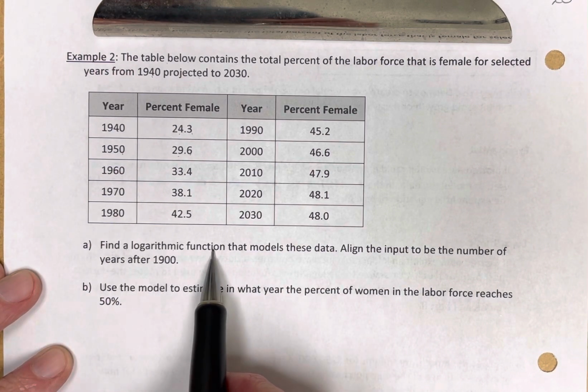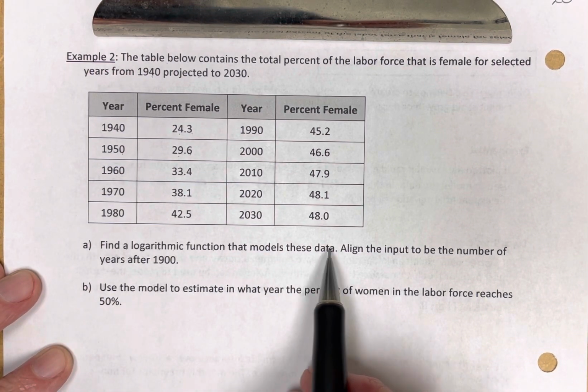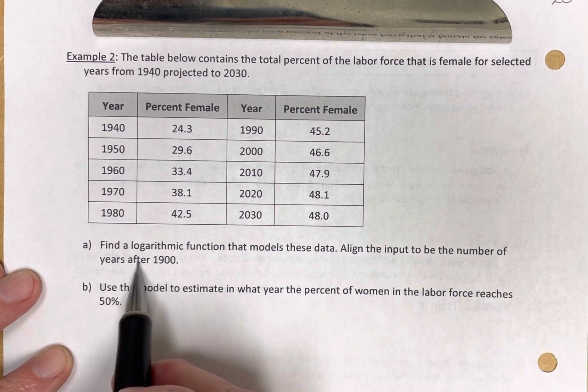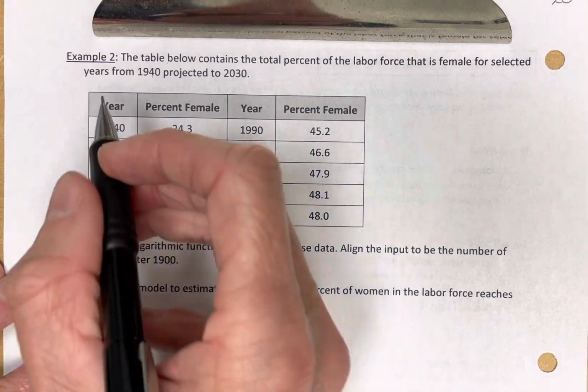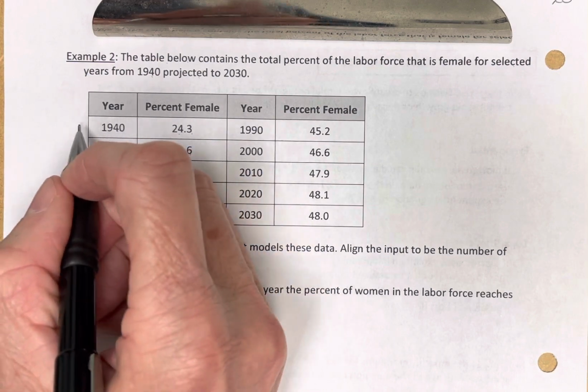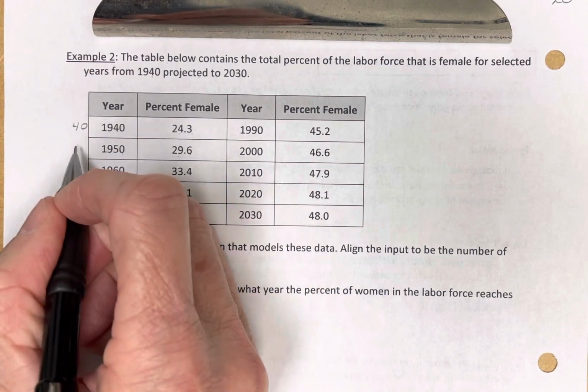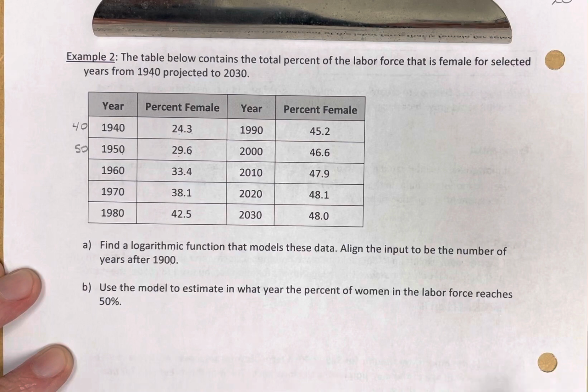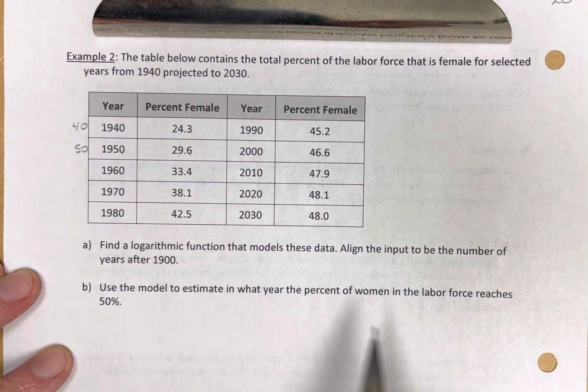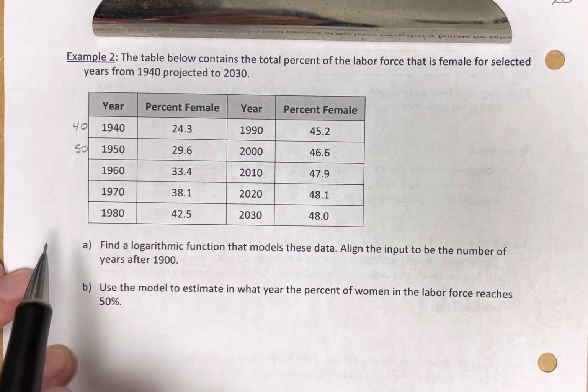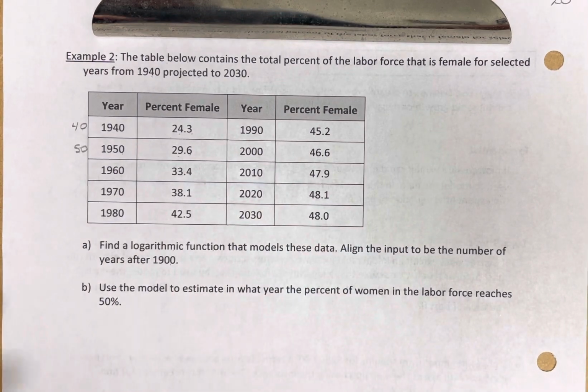Find a logarithmic function that models these data. Align the input to be the number of years after 1900. So this is going to be 40 years after 1900, 50 years after 1900, etc. So when we put it into our table, we're going to use 40, 50, 60 as opposed to the actual year. Okay, let's go do that.